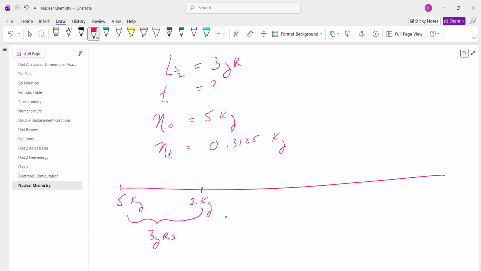Okay, so now we're at 2.5 kilograms. Let's go another half-life. That makes it 1.25. Half of 2.5 is 1.25. We're not there yet. We need to get to 0.3125. So we need to go another half-life. And half of 1.25 is 0.625.